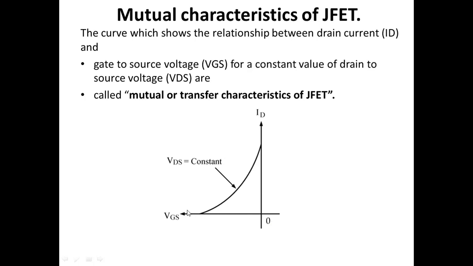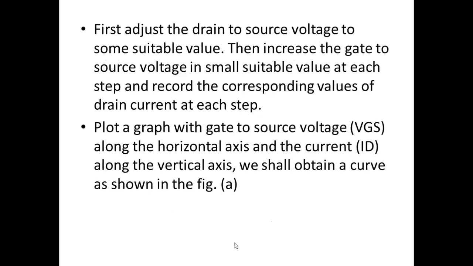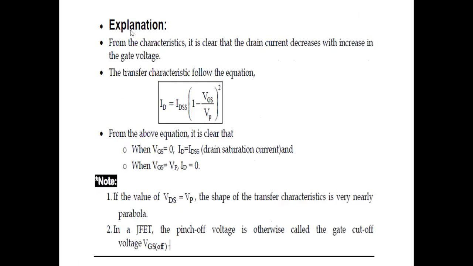At a particular value, it will become zero. So ID becomes zero, and where ID becomes zero, there VGS equal to VP. This one is the pinch off voltage. VGS equal to VP when ID becomes 0. So from the characteristics, it is clear that the drain current decreases with increasing gate voltage.